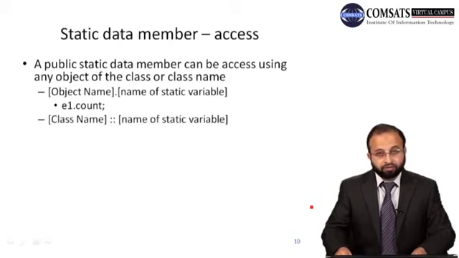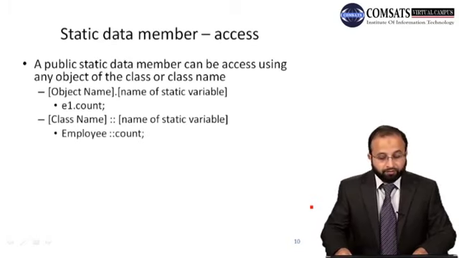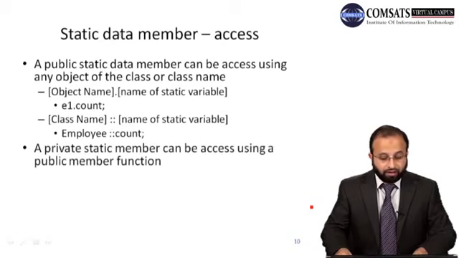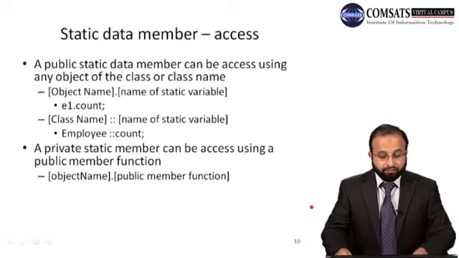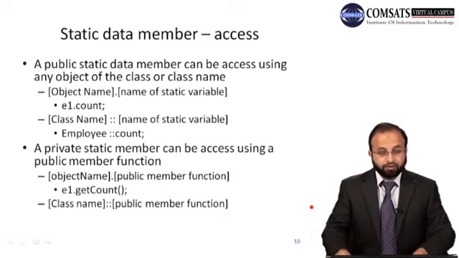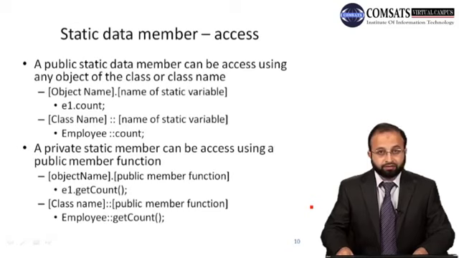Or class name and scope resolution operator, name of the static variable. And that is employee count. Right? Employee is the class, scope resolution operator, count is the name of that static data member. Now if a static data member is private, it can be accessed using a public member function. For that you use object name dot public member function name, that is e1 dot get count. So get count is a public function that returns the value of the count. So you can use the name of the object with that function, or you can use a class name and then a scope resolution operator and then the public function, right? For example, employee scope resolution operator get count, right?